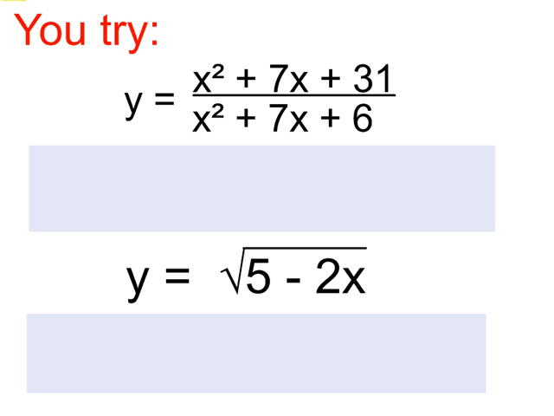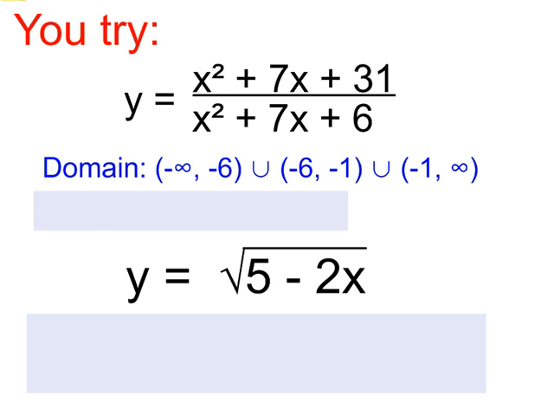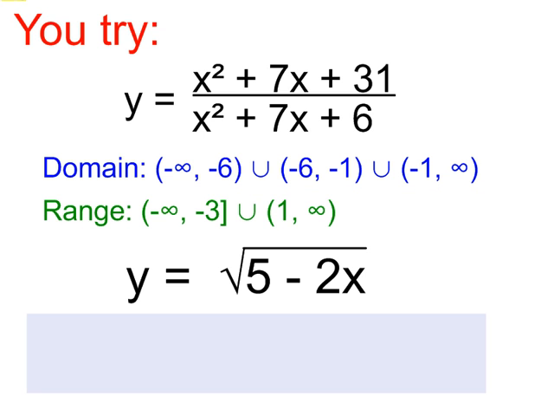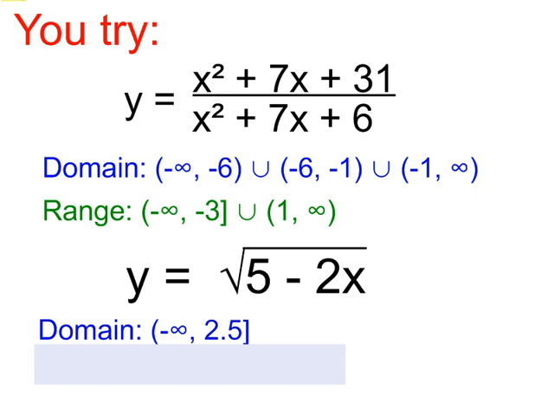Hopefully you have been a diligent student and done this on your own, and hopefully your answer agrees that the domain on this one is -∞ to -6, -6 to 1, 1 to infinity. Make sure there are parentheses, not brackets, on all those endpoints. And the range, if you did this graphically, you should be getting that. For the second exercise, your domain should be -∞ to 2.5, but with a bracket. And the range should be bracket 0 all the way up to infinity.